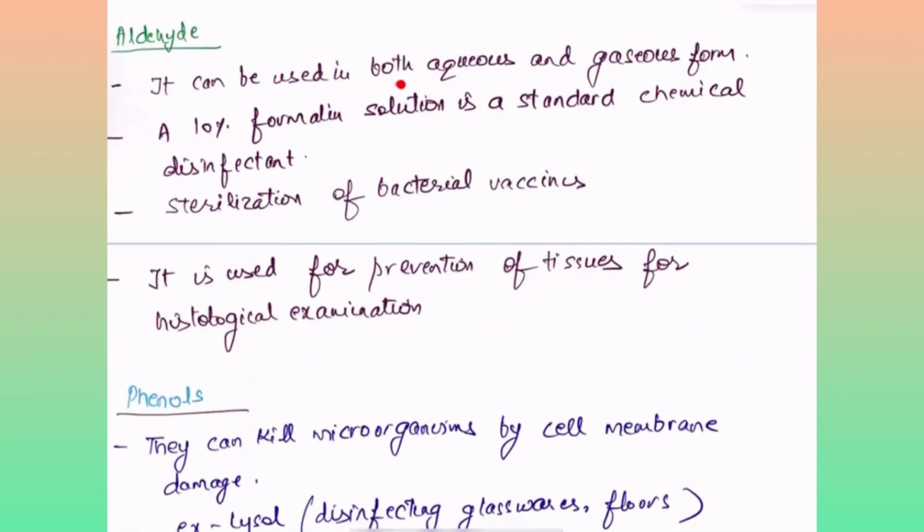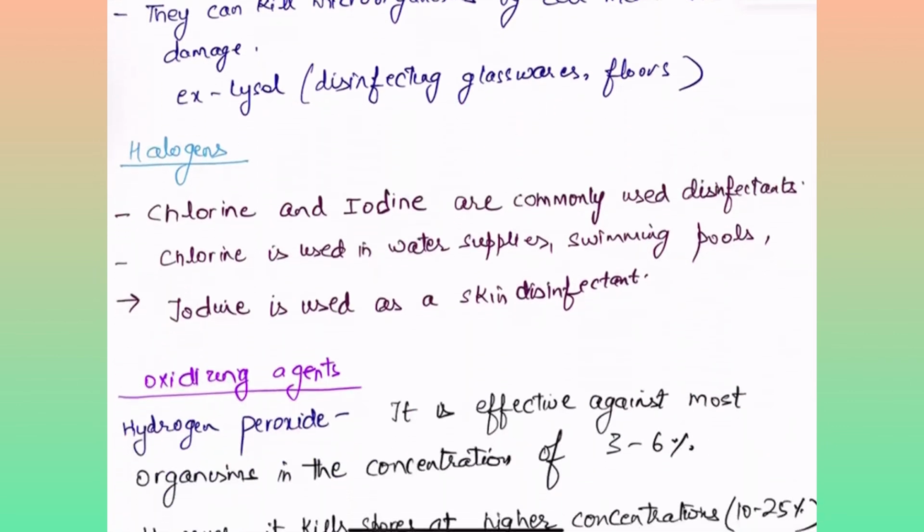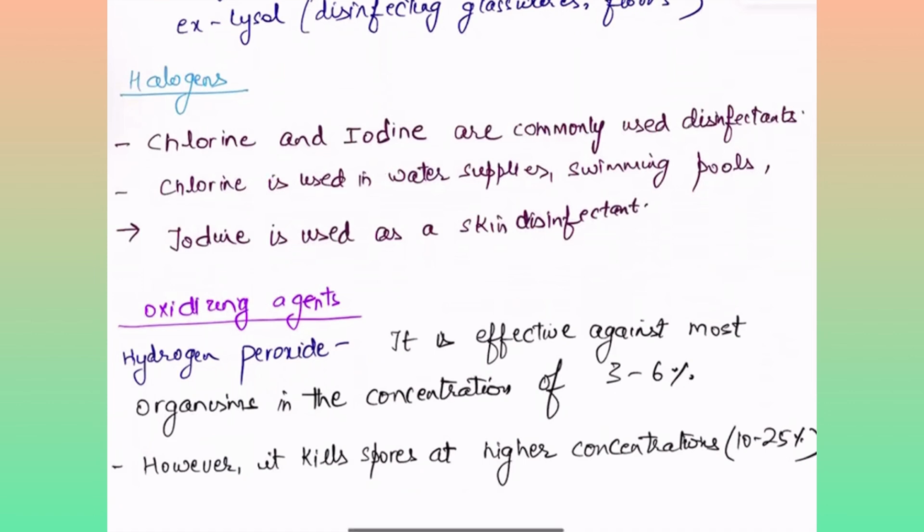Aldehyde. It can be used in both aqueous and gaseous form. A 10% formalin solution is a standard chemical disinfectant and is used for sterilization of bacterial vaccines. It is used for preservation of tissues for histological examination. Phenols. They can kill microorganisms by cell membrane damage, for example, Lysol, used for disinfecting glassware and floors. Halogens, like chlorine and iodine, are commonly used as disinfectants. Chlorine is used in water supplies and swimming pools, and iodine is used as a skin disinfectant.